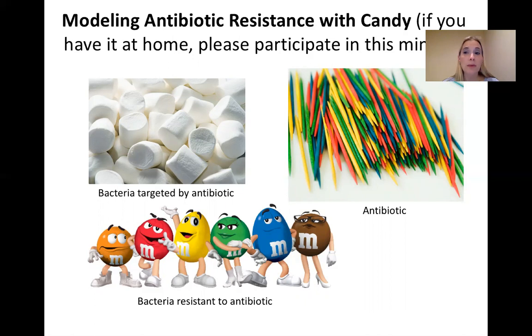But your susceptible bacteria are going to be represented by your marshmallows. You should think about why that is, right? Those are the ones targeted by the antibiotic. The antibiotic, of course, when you read the lab, will be the toothpicks. And then your resistant bacteria are on the bottom there of my picture. Those are your M&Ms. Also, you should be thinking about that hard outer shell on that candy and why that would make them resistant, right, to your antibiotic.